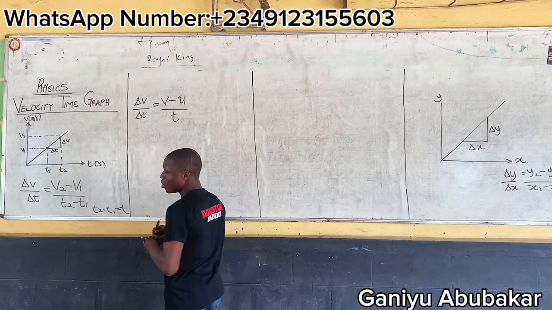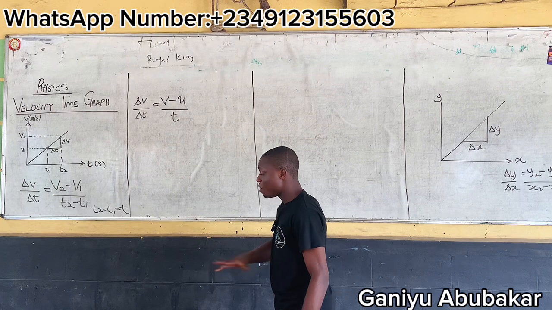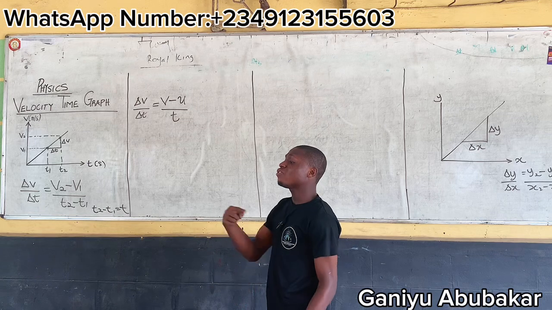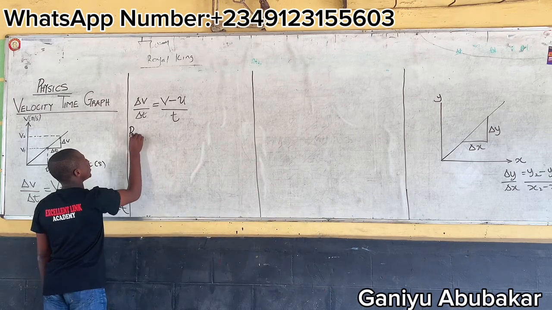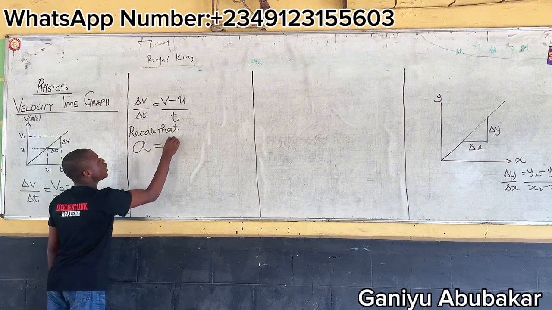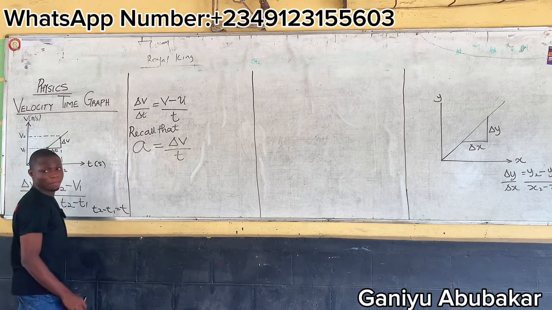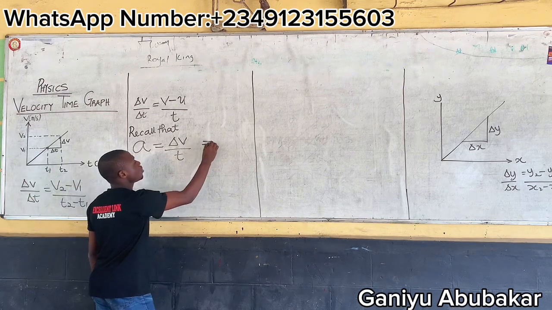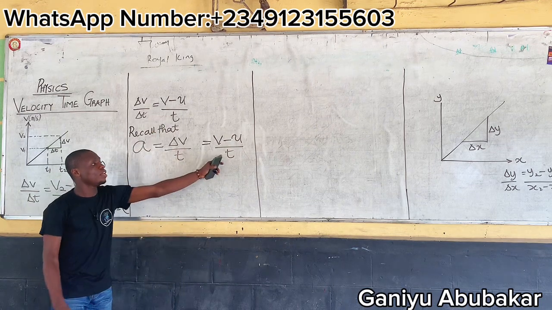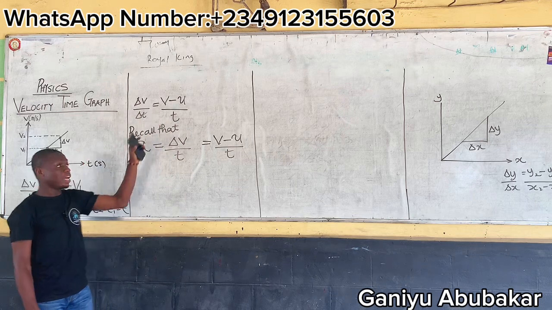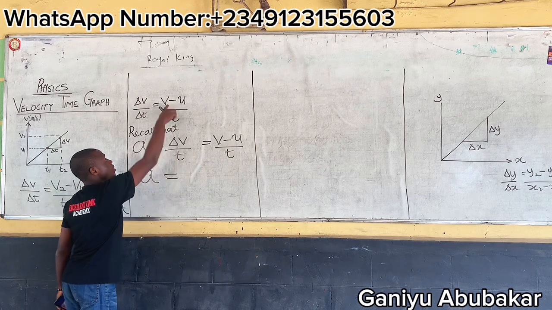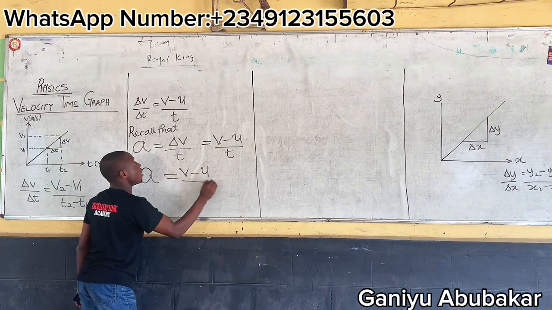Cast your mind back to your very first concept in physics, when you did fundamental quantity and derived quantity, also acceleration. Recall that acceleration is the change in velocity over time. If I expand this, it becomes v minus u over t. What does this signify? It signifies acceleration. So a equals v minus u over t.